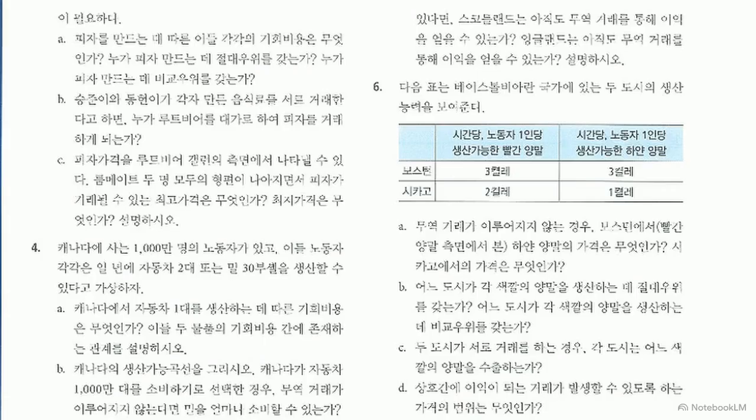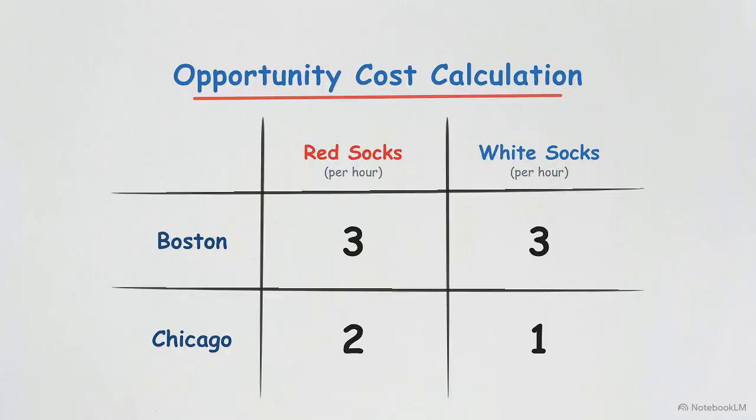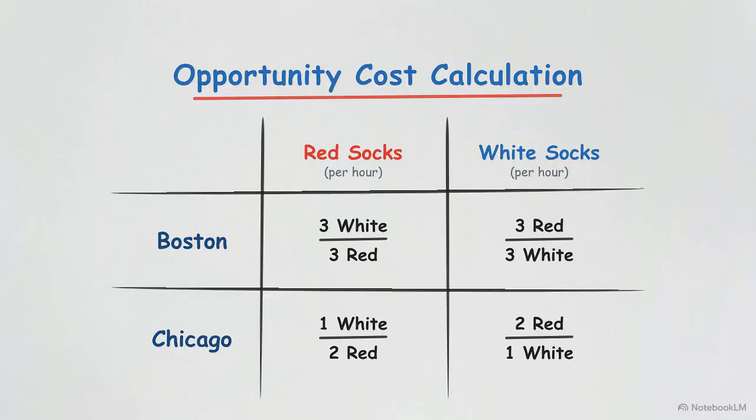The second trap is raw data tables, like this one comparing Boston and Chicago's sock production. Notice Boston's numbers. Producing 3 pairs of white and red socks per hour, they beat Chicago. Boston has absolute advantage, but that doesn't tell us who exports. We have to apply that exact same fraction trick to every cell to find opportunity cost.